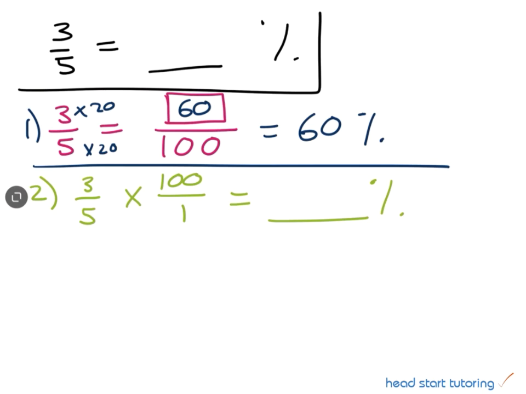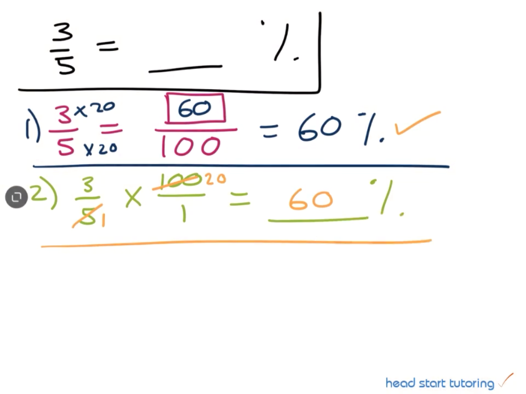So let's cross cancel and simplify. 5 into itself once, 5 into 120 times, 3 times 20 is 60, and 1 times 1 is 1. So we've got 60 over 1, or 60%. So that's exactly the same as what we got for our first method.